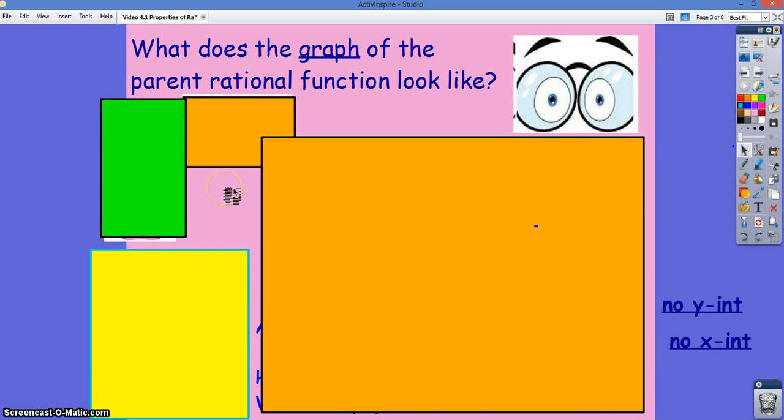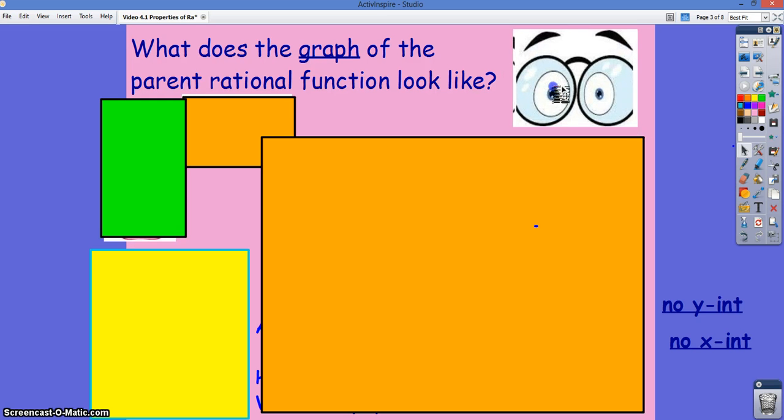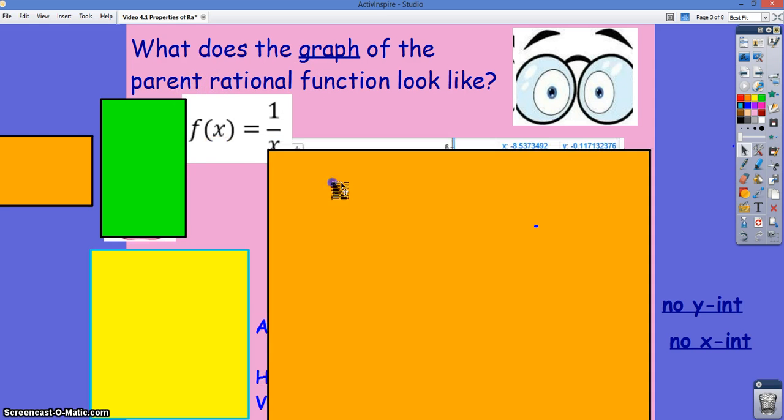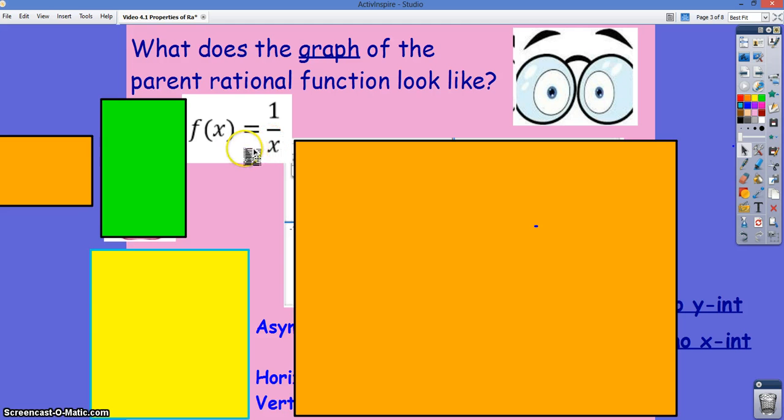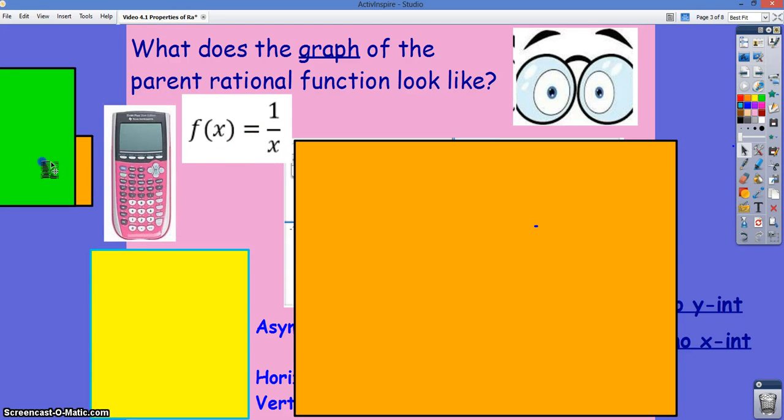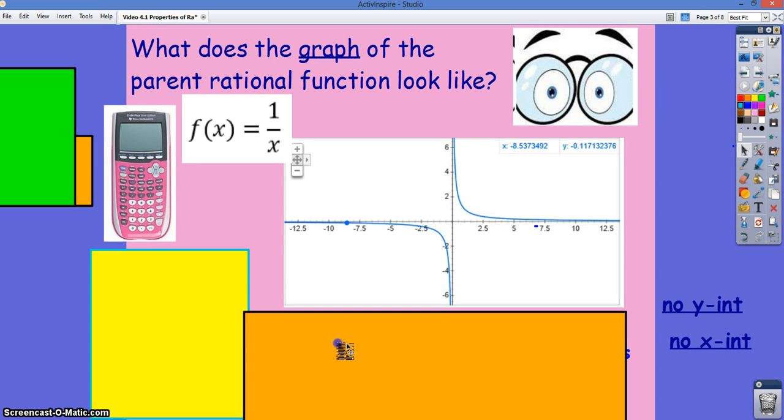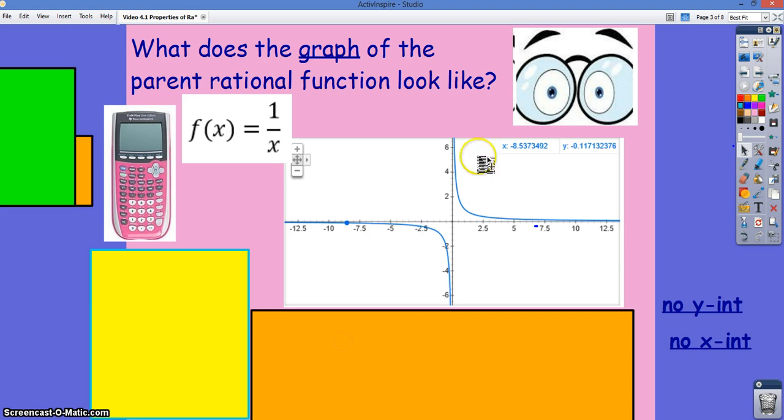What does the graph of the parent rational function look like? Well, a parent function is, remember, the most basic, simplest form of any function. Well, the parent rational function is f of x equals 1 over x. Go ahead and type that into your calculator and see what it looks like. Feel free to pause the video as you need. Now that you have typed that into your calculator, you see that this is what our rational function looks like.